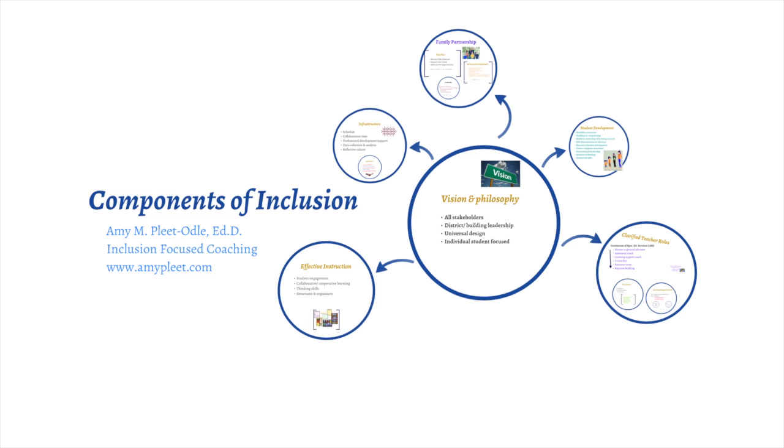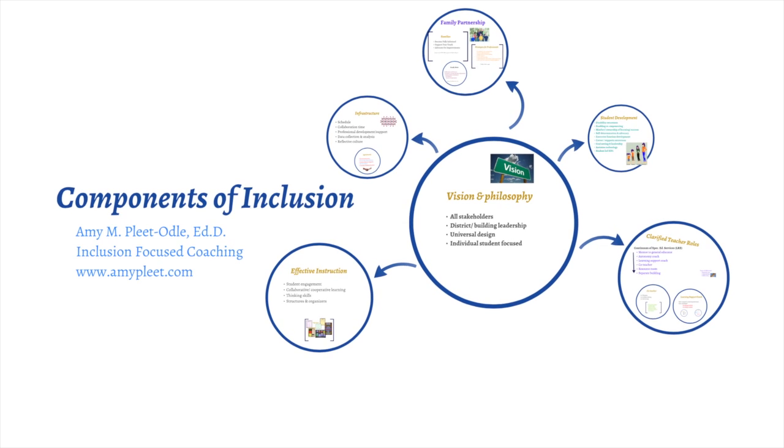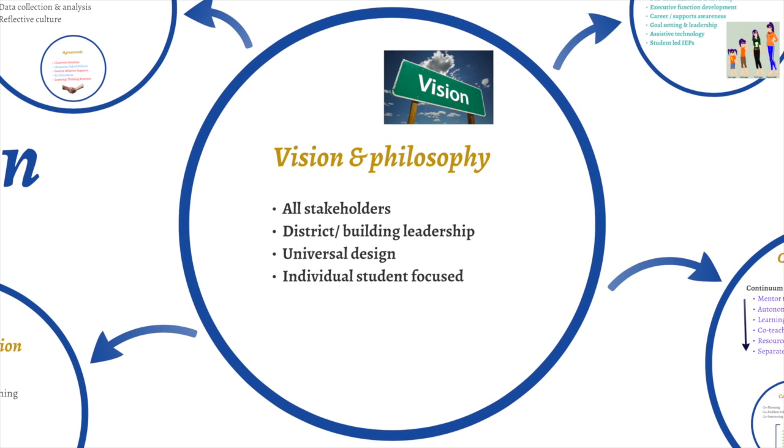I'm going to describe the components of inclusion that, from my experience and my research, are needed in order to make inclusion work in a school or in a district. First of all, we need to have a vision and a philosophy of inclusion that states all students belong across the whole school or the whole district, and all stakeholders must embrace that philosophy. The district and building leadership should communicate that philosophy in all of their communications and in all of their expectations.